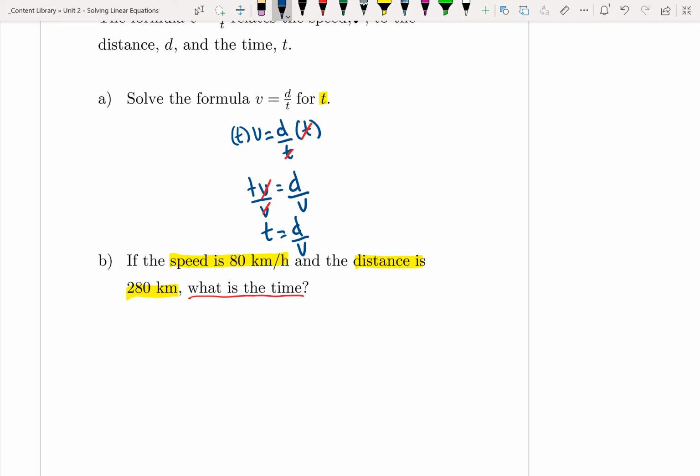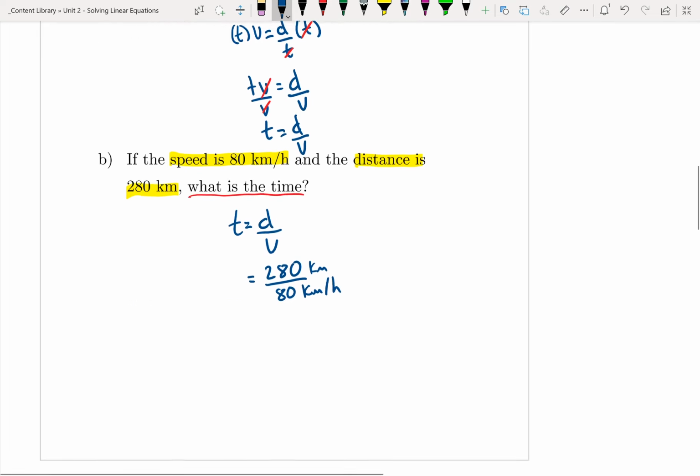So in this case, I have my time formula, t equals d over v, and now I can just plug in my information. 280 kilometers divided by 80 kilometers per hour equals 3.5 hours. So I go through and solve that.